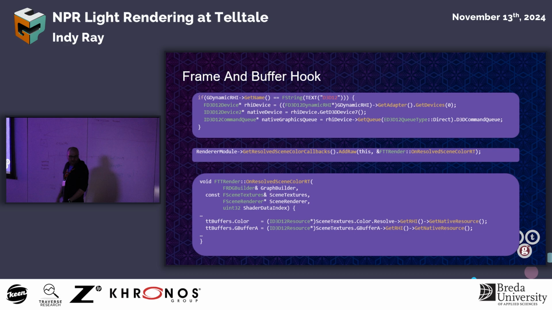Now trying to bind our renderer itself into Unreal was surprisingly easy, honestly. I was surprised how quickly we got this working. So one of the key bits here is you have the OnResolvedSceneColor render target callback, which is a callback that you can hook on the Unreal render thread. That gives you a hook after the gbuffer is done. Also, the scene color target is done.